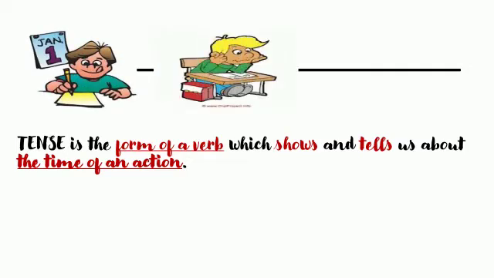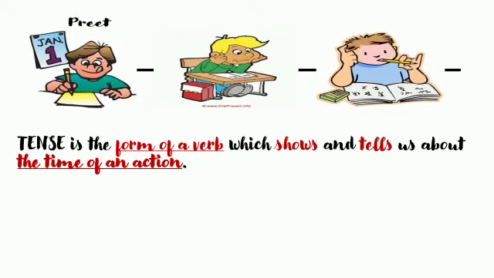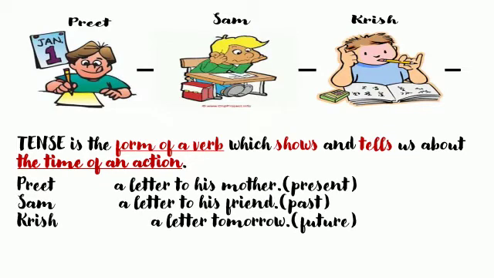So here we have three boys. First one is Preet, second is Sam, and the third one is Krish. And they are doing something, so that's the action that we are doing. Now what exactly are they doing? We shall see. Now here, Preet dash a letter to his mother. Now what is Preet exactly doing? Then the second one is Sam, a letter to his friend. Third, Krish dash a letter tomorrow.